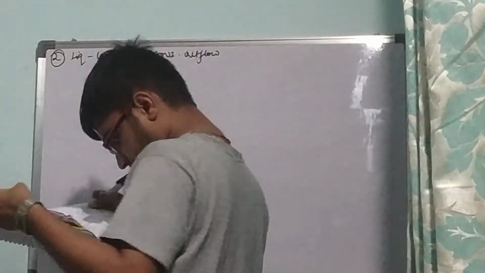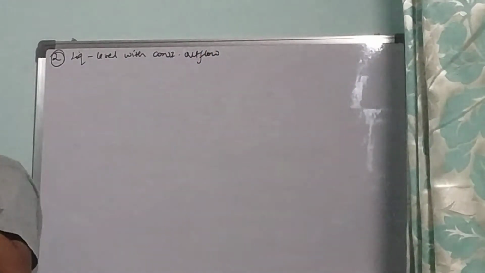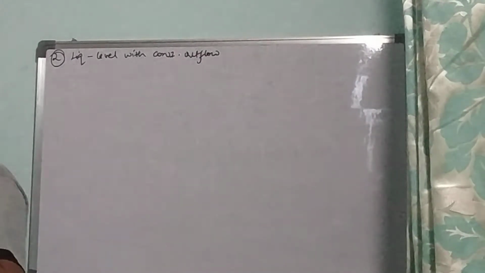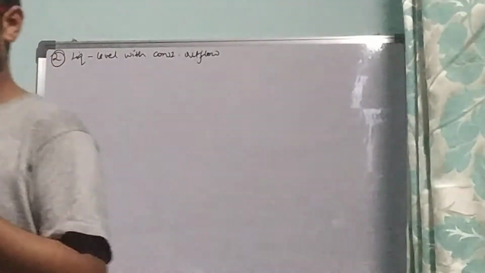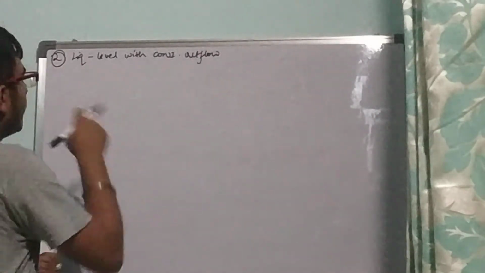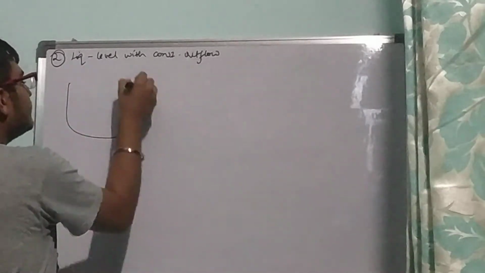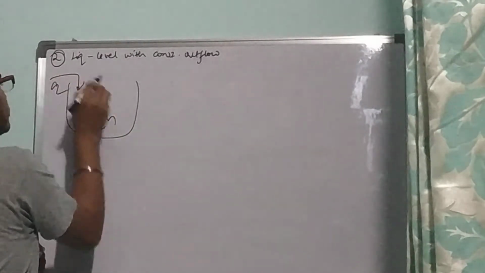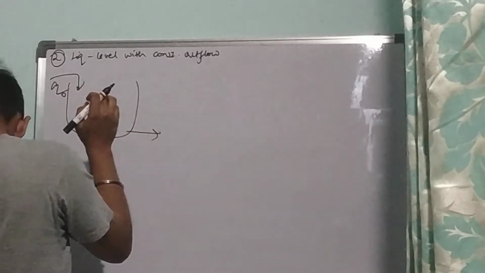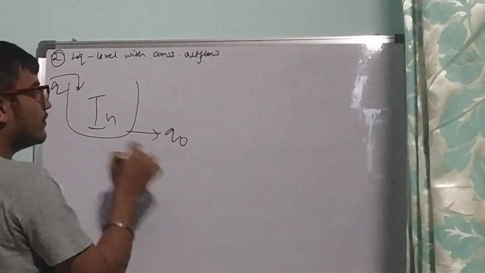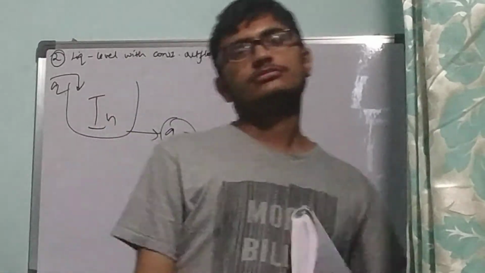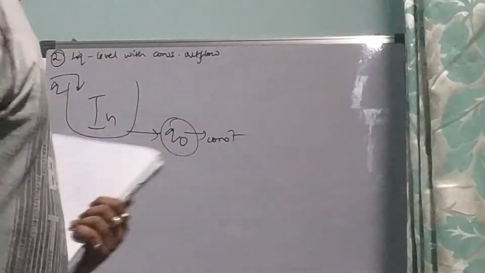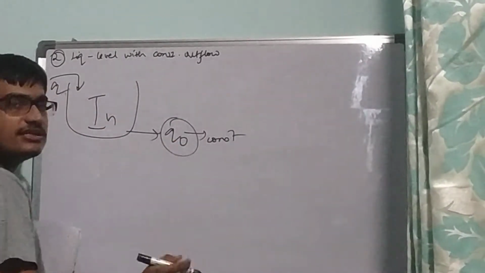So in this case, with constant outflow. Liquid level with constant outflow. Same thing, you will fill with a certain height. You are taking inlet as Q and Q naught as the outlet. And here this outlet flow rate is kept constant.